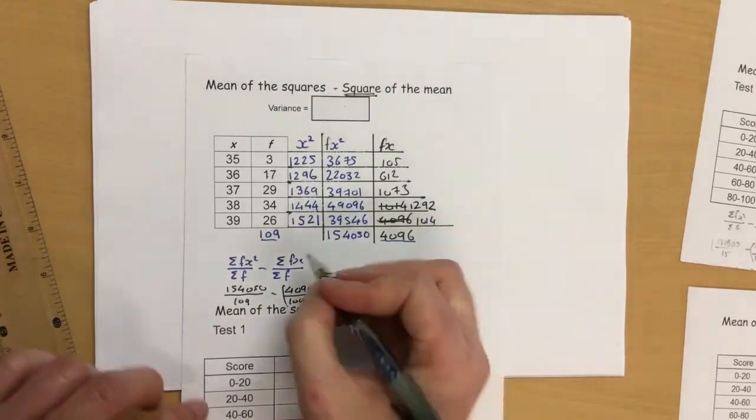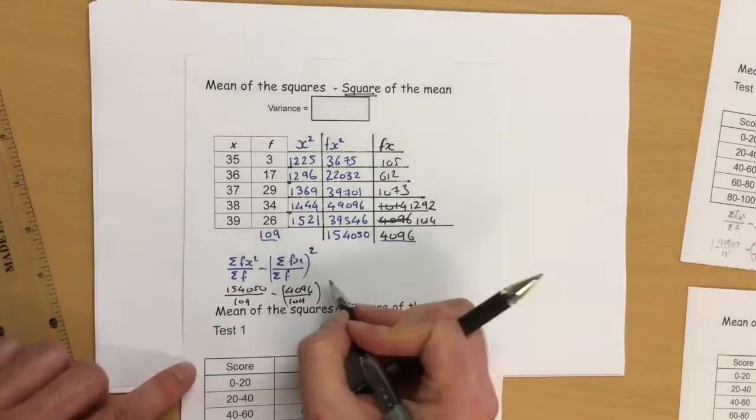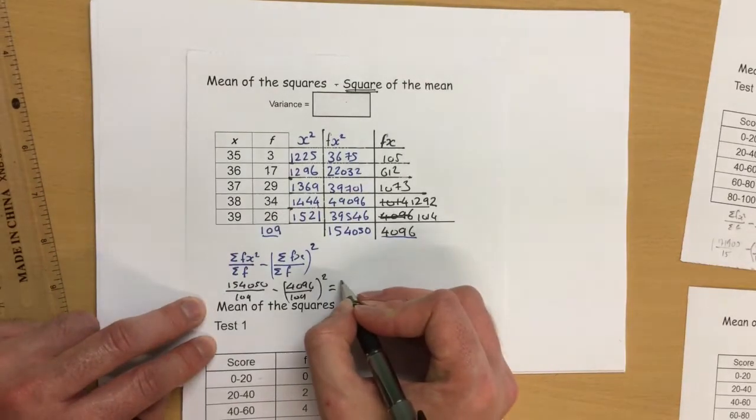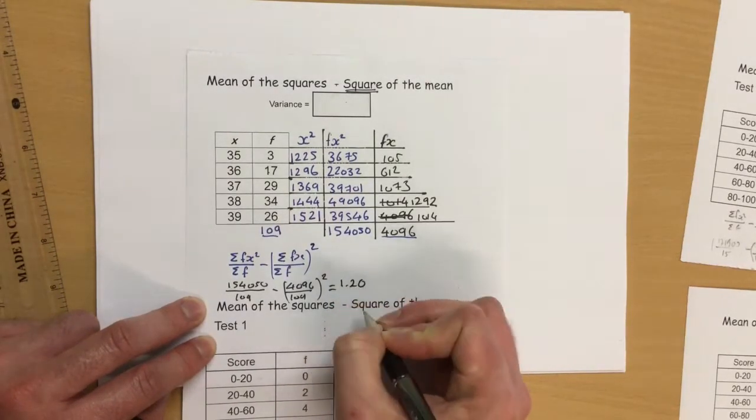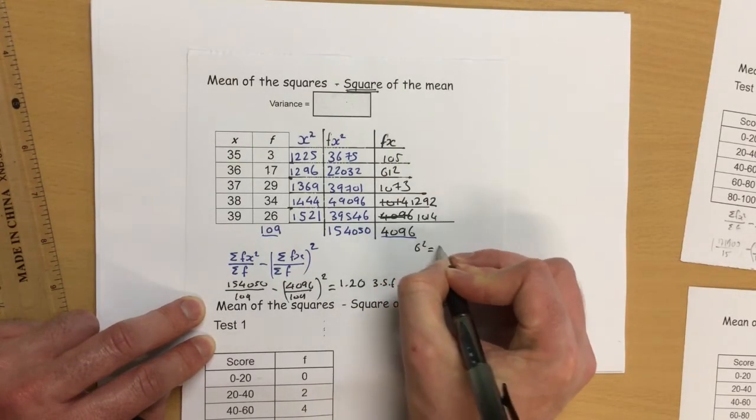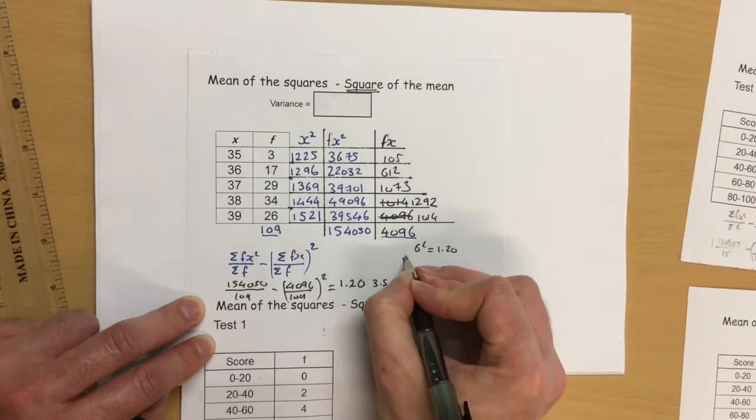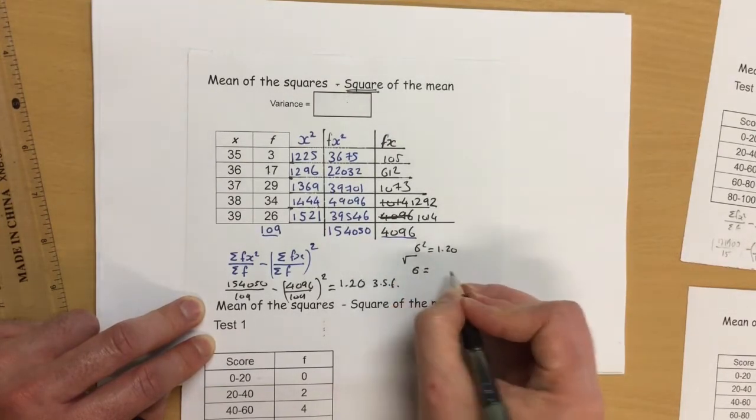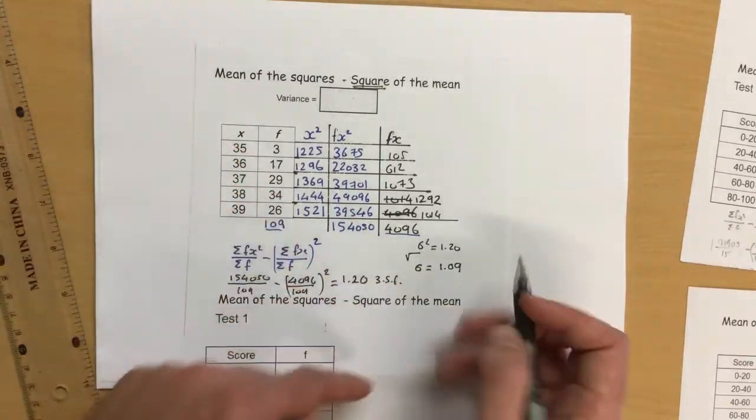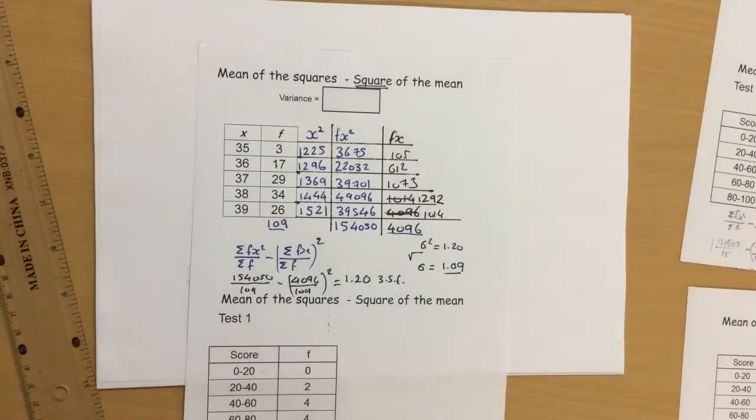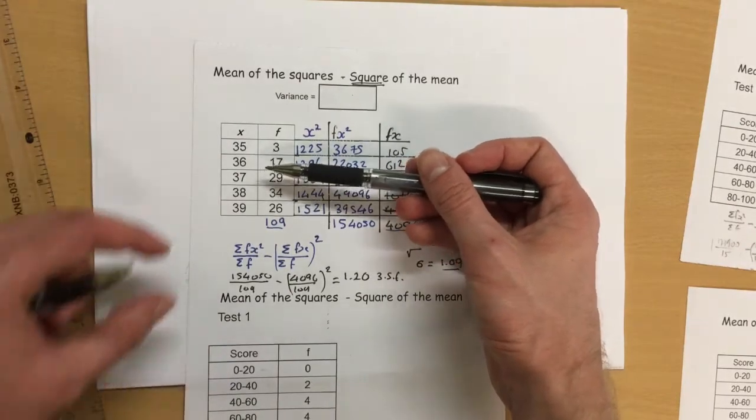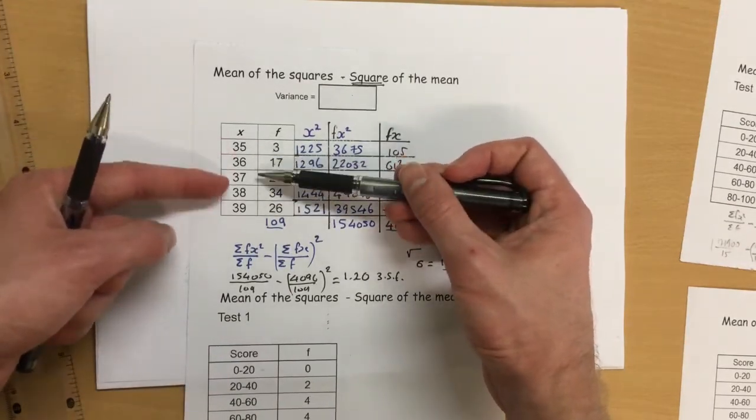We want not just the mean, but the square of the mean. So that needs to be squared. And you type it all in, and you get the variance as 1.20 to 3 significant figures. So the variance is 1.20, and if we square root it, it gives us the standard deviation of 1.09, which suggests all the data is quite close together because there's only a 1.09 standard deviation. And our data is in this sort of region around our average.